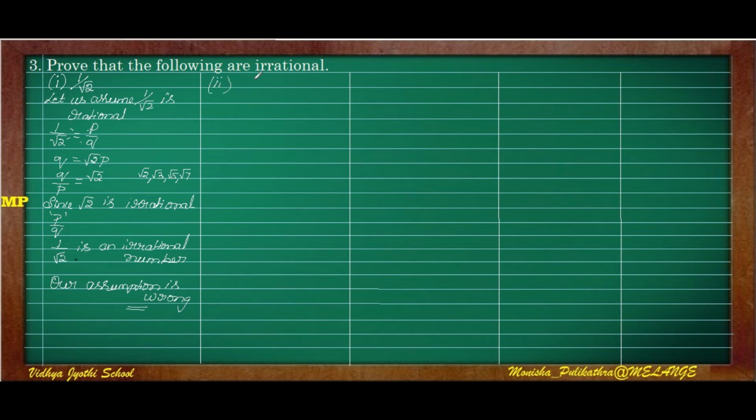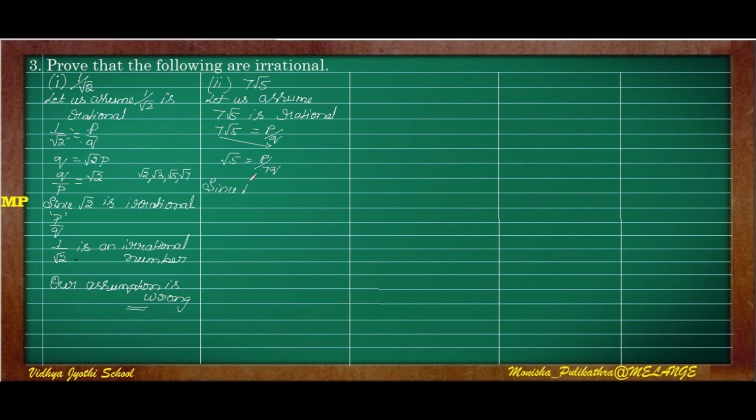Second, similar to this, 7 root 5. In the same way we have to write, let us assume 7 root 5 is rational. So again, a rational number will be in the form of p by q. So 7 root 5 is equal to p by q. Just we have to take this 7 down. So root 5 is equal to p by 7q.